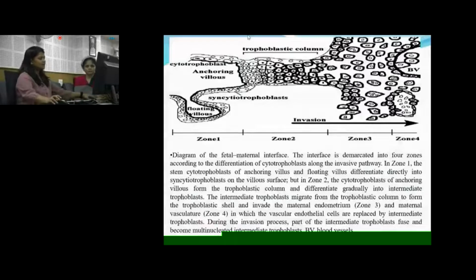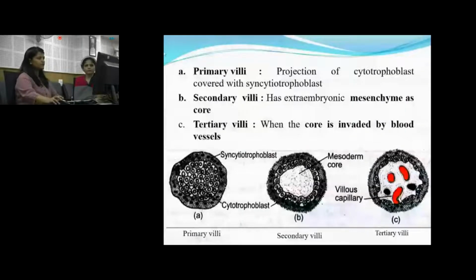Coming on to the villi, we know the projection of the cytotrophoblasts happens, and there is only a covering of the syncytiotrophoblasts. This is the primary villi. When there is extraembryonic mesenchyme present in between, this forms the secondary villi. Then when this is invaded by the blood vessels, this forms the tertiary villi.